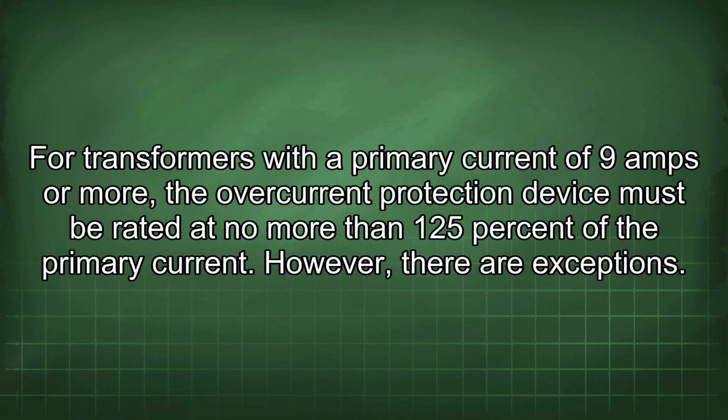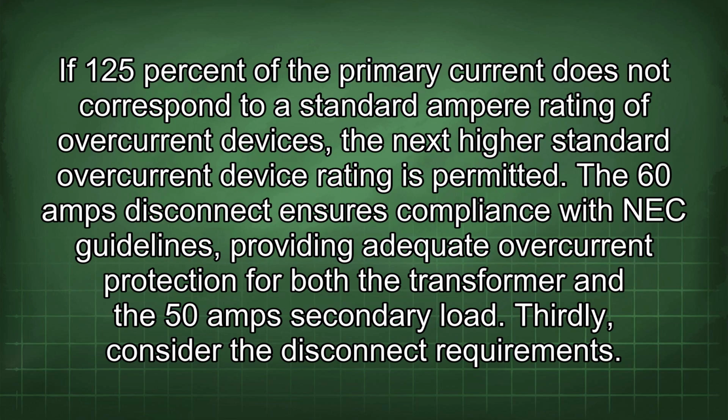However, there are exceptions. If 125% of the primary current does not correspond to a standard ampere rating of overcurrent devices, the next highest standard overcurrent device rating is permitted. The 60 amp disconnect ensures compliance with NEC guidelines, providing adequate overcurrent protection for both the transformer and the 50 amp secondary load. Thirdly, consider the disconnect requirements.